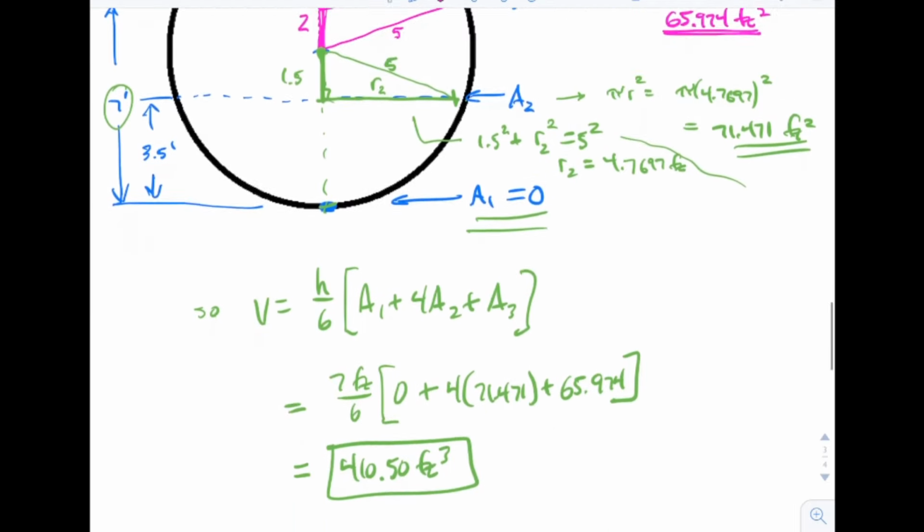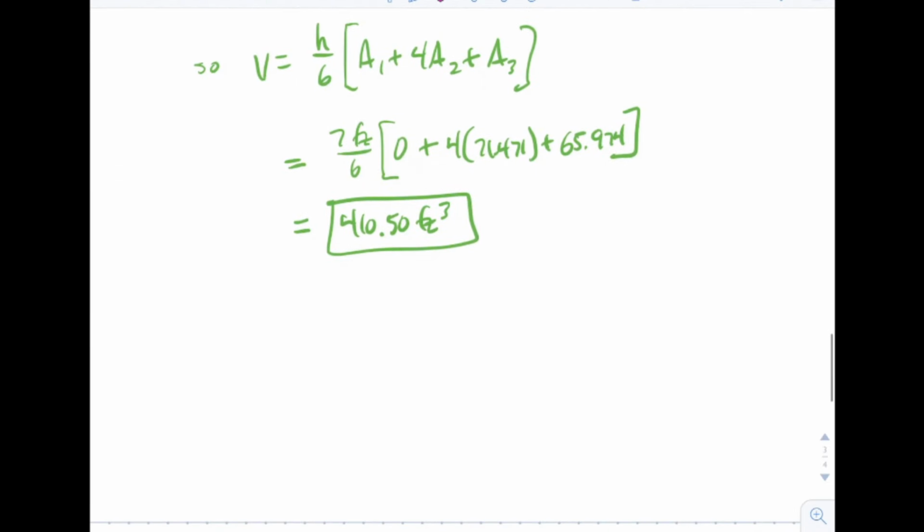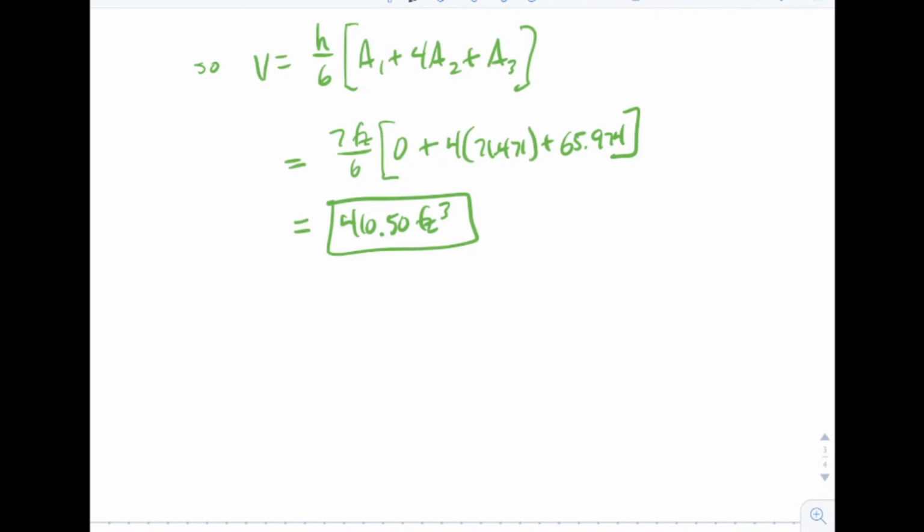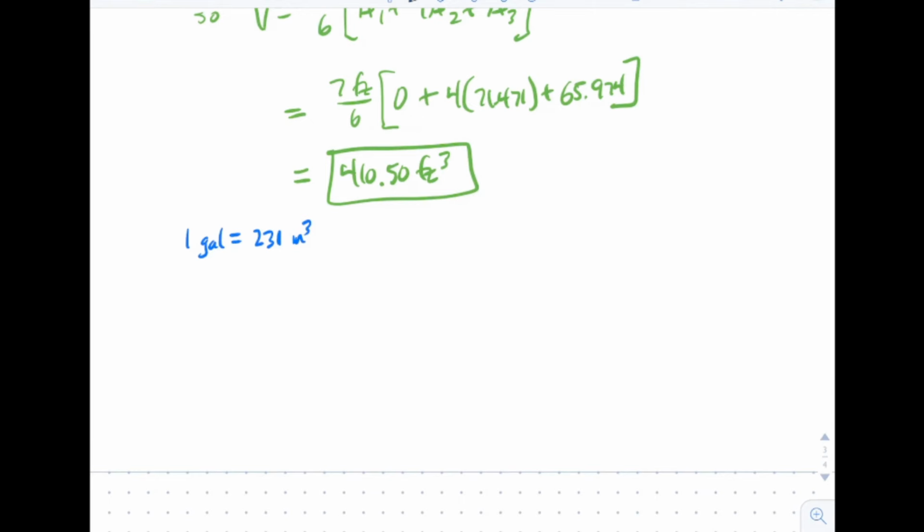So come down to our cubic feet. Now, we know, let's go back to blue. 1 gallon equals 231 cubic inches. That's what we know. Now, you have two choices when you need to convert cubic feet into gallons. Choice number one is to stop, go get your Google out, and look up a conversion for cubic feet to gallons. I find it quicker to just do this. Because I know that 1 cubic foot is 1728 cubic inches.